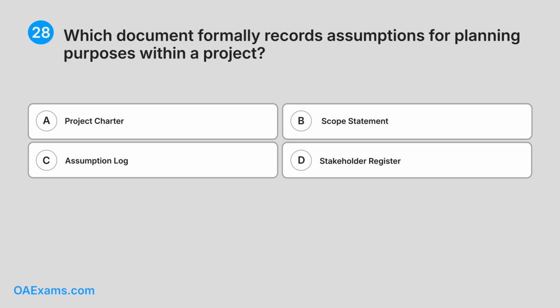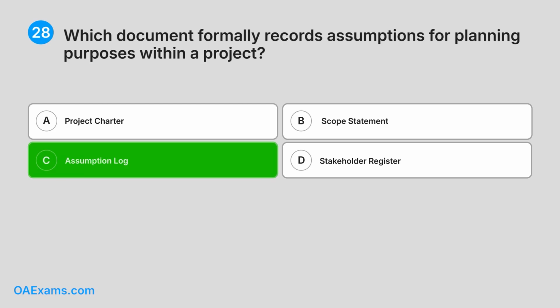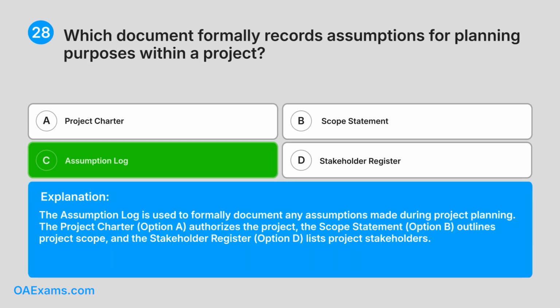Correct answer: C. Assumption log. Explanation: the assumption log is used to formally document any assumptions made during project planning. The project charter, option A, authorizes the project. The scope statement, option B, outlines project scope. And the stakeholder register, option D, lists project stakeholders.